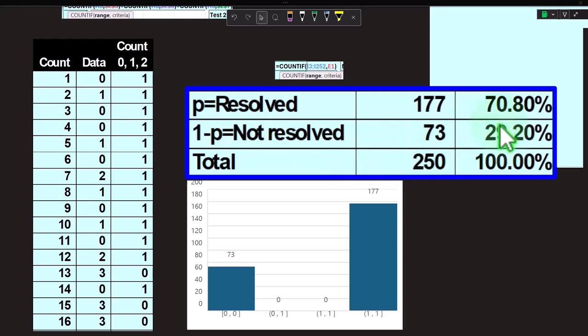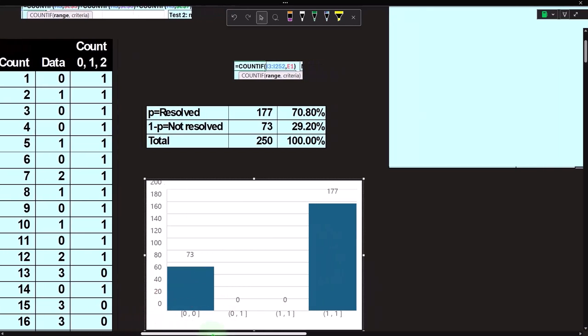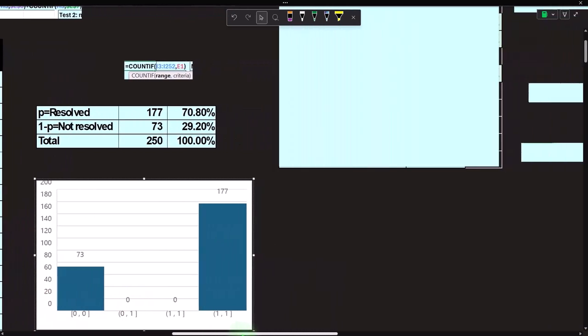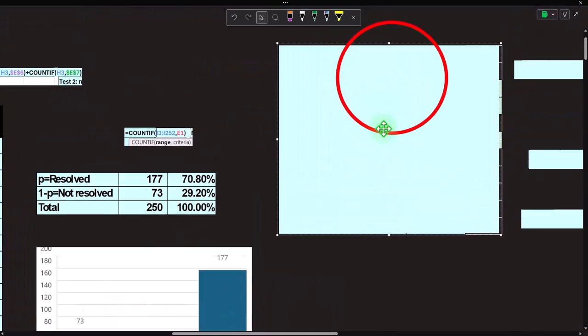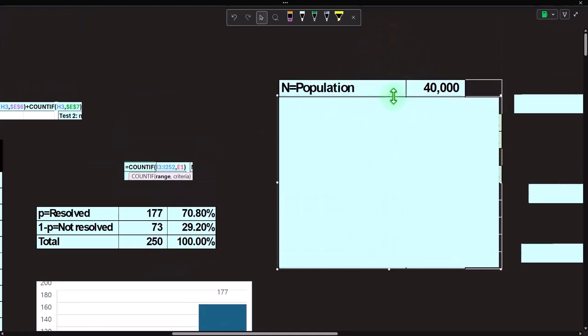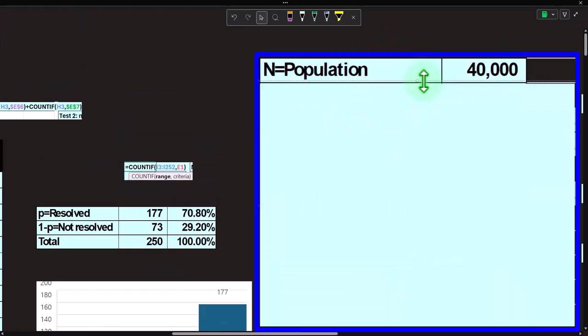The average that has been, in essence, resolved is the general idea. So 70% are the ones resolved, which of course means 1 minus 70% are the ones that have not yet been resolved. So, but you're on the list.